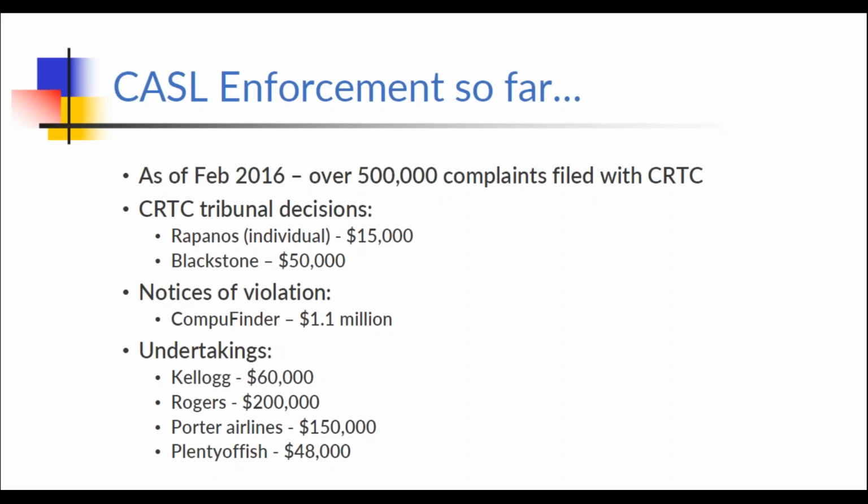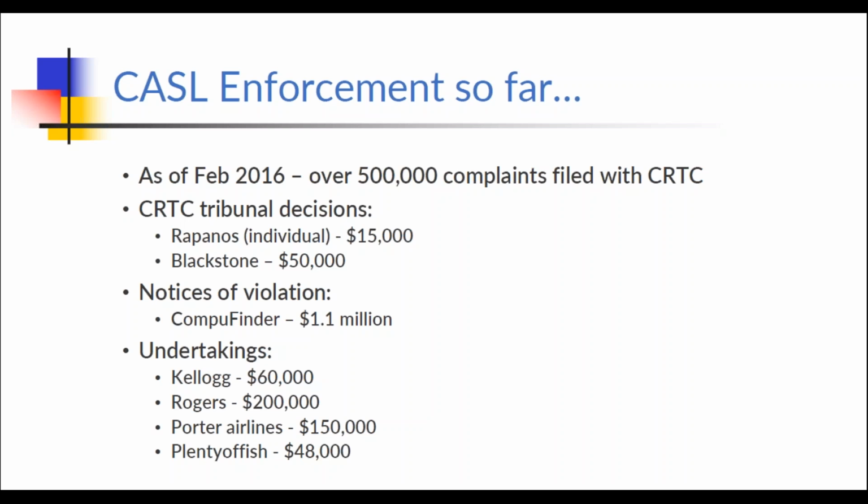Before that, there was another company called Blackstone. They were facing a fine by the commission of $640,000. That's what the CRTC wanted to obtain. They fought at the tribunal level, and the tribunal reduced the amount to $50,000. So it was actually kind of a win for Blackstone. But again, $50,000 is a lot of money for any nonprofit or charity. So those are the 2 decisions of the tribunal.